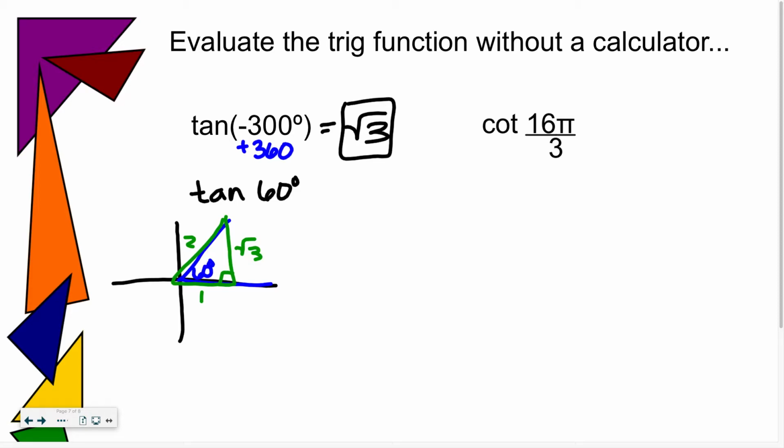Cotangent of 16 pi over 3. That is more than 2 pi. Excellent. Thank you, Caden. Now, based on my hint earlier, you know what the reference angle is: pi over 3, which is 60 degrees. However, you still have to figure out which quadrant, so you have to do the coterminal work.